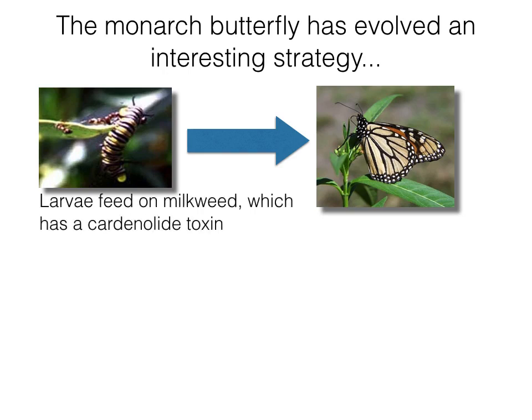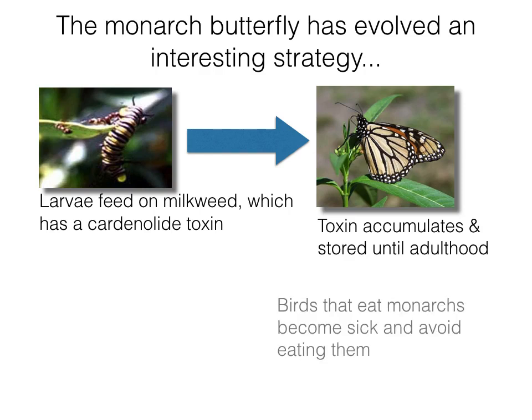One susceptible species is the blue jay. Let me catch up here. Sorry, I'm getting a little behind with advancing these slides. So on the left up there is the larvae feeding on a milkweed, which has the cardenolide toxin, and then it accumulates in the monarch into its adulthood.